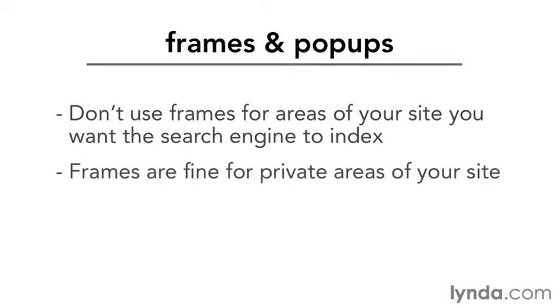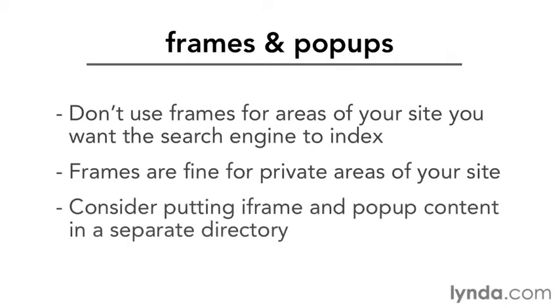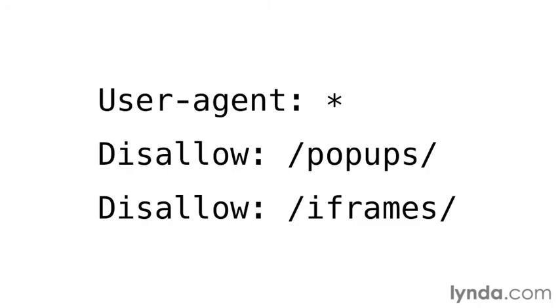If you still want to use iframes and pop-ups, that's okay, but you may want to consider putting the content into a separate directory of your site, then using your robots.txt file to block that area. You might even use the content in two ways. Create your pop-ups and iframes. They can be a very convenient way to present information to users, but also have a series of pages in which you place the same content for the search engines to find.